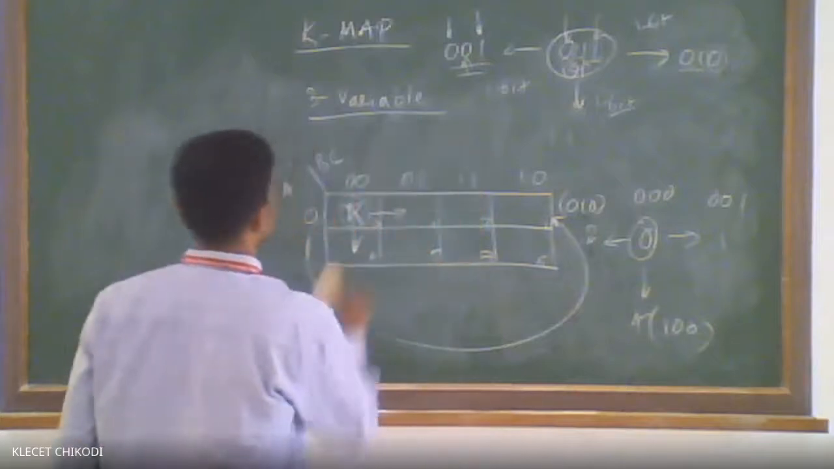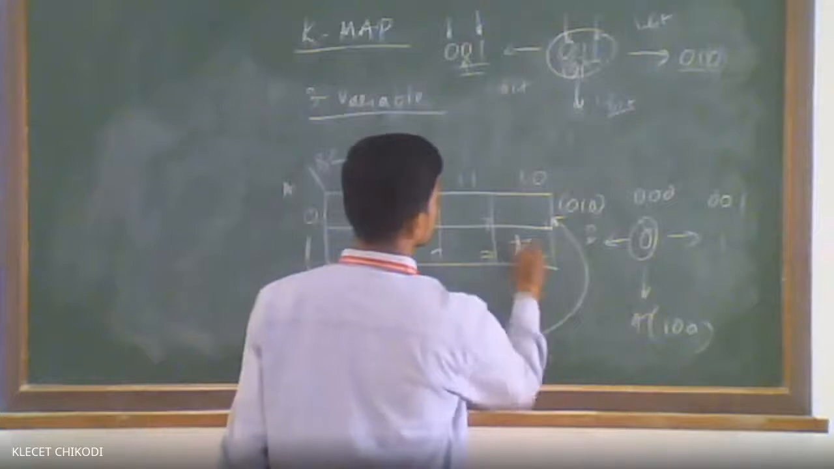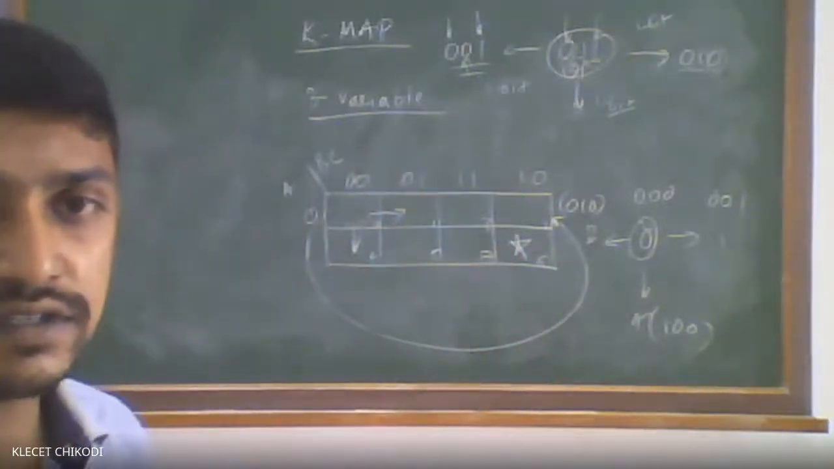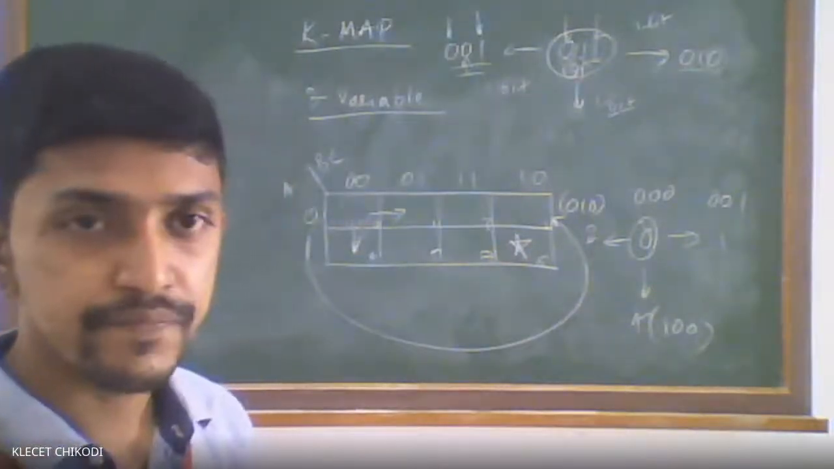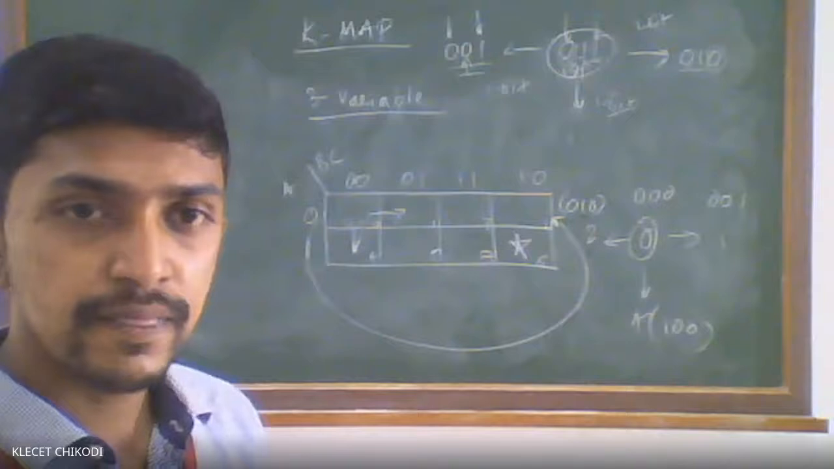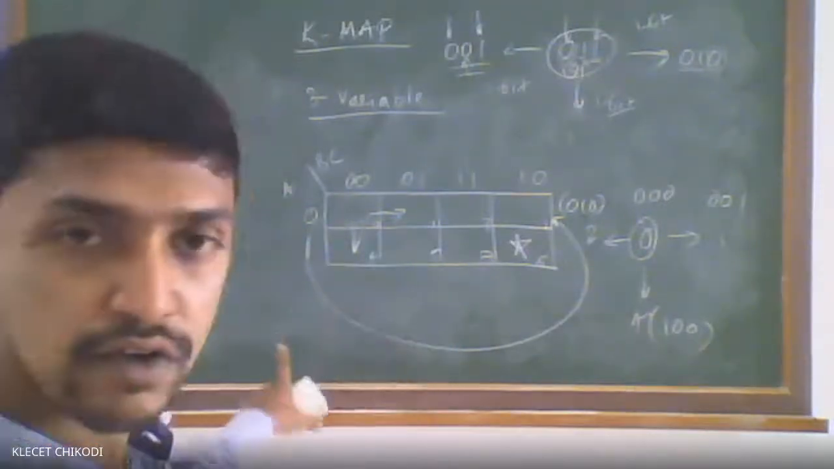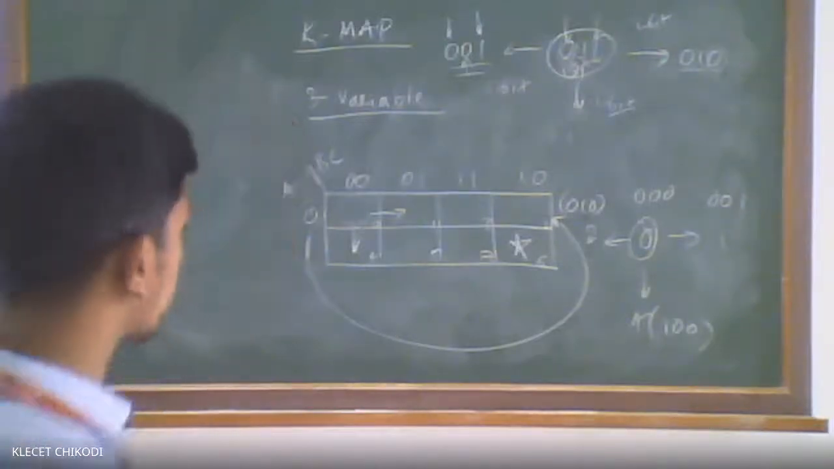Now, if you consider the sixth cell, what are the adjacent cells now? For the 6th cell, it will be 7, 2 and 4. 7, 2 and 4. Correct.